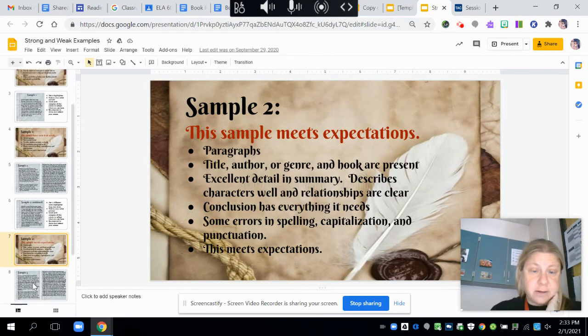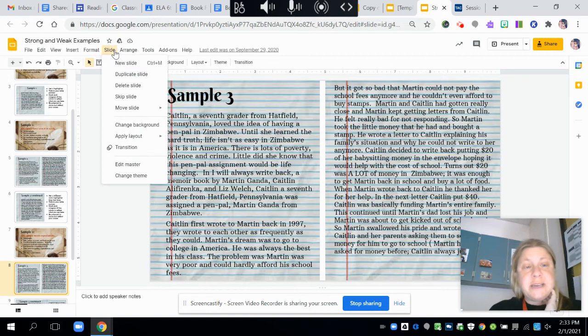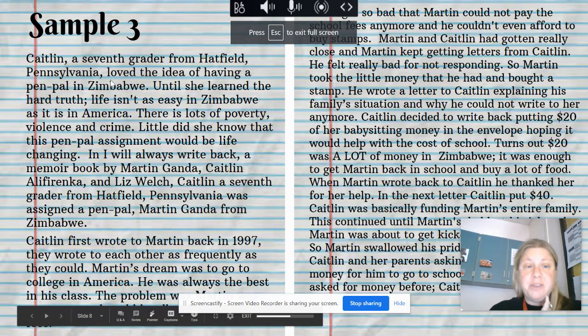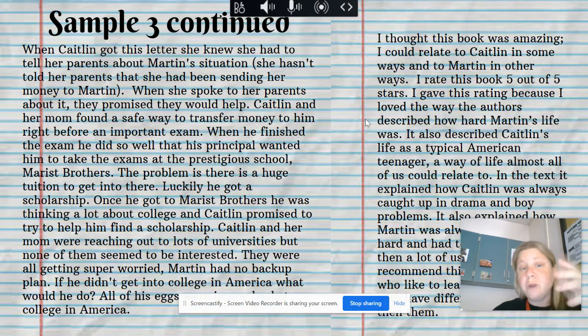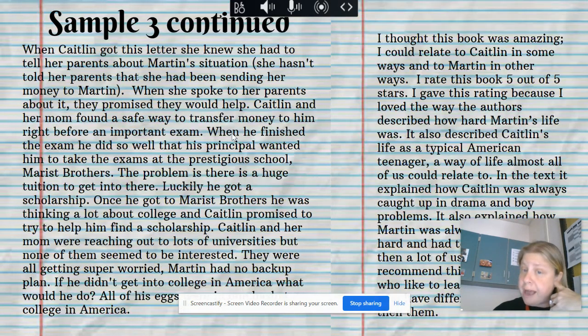Finally, you will see what I would consider to be an exemplary piece of writing. This comes up with a little information about Caitlin, a 7th grader from Hatfield, Pennsylvania. And then you can see that their summary is really full of good information. It's actually a long book. If you haven't read this, it's a pretty lengthy book, so you would need enough to really describe the summary.